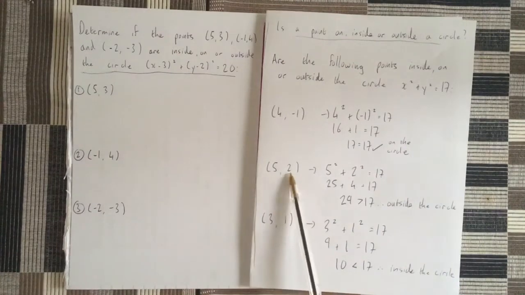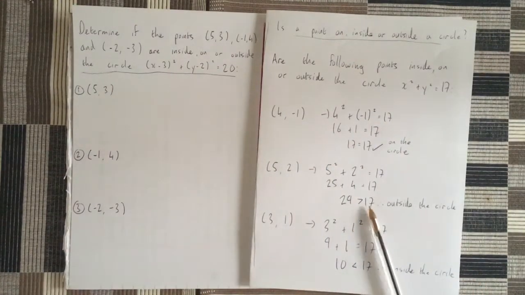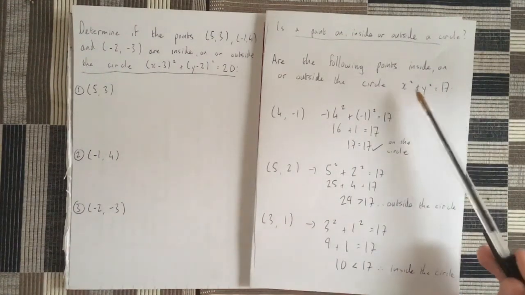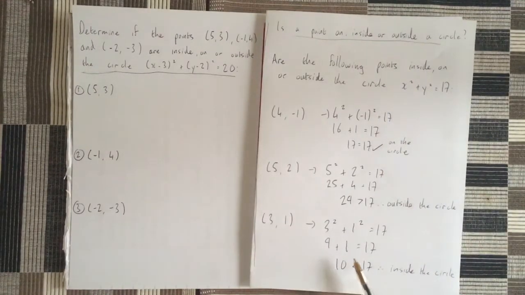I was asked, is 5, 2 on the same circle? Sub them in, got 29. That's greater than 17, so it's outside the circle. I was asked, is 3, 1 on that circle? Subbed 3 in for x, 1 in for y. Got 10 on the left-hand side. 10 is less than 17, so it's inside the circle.